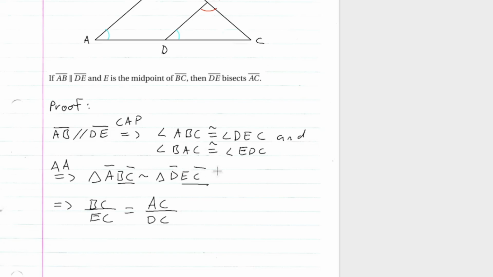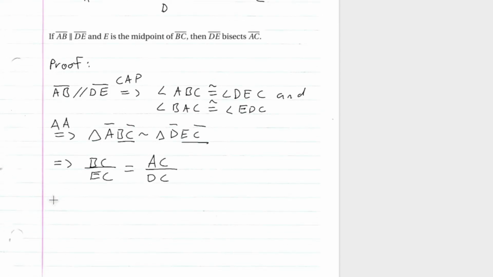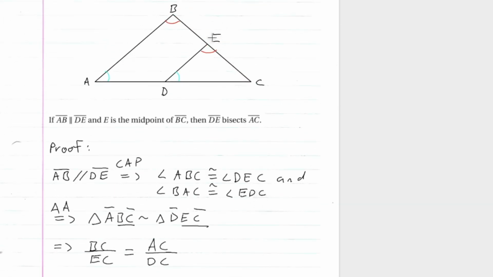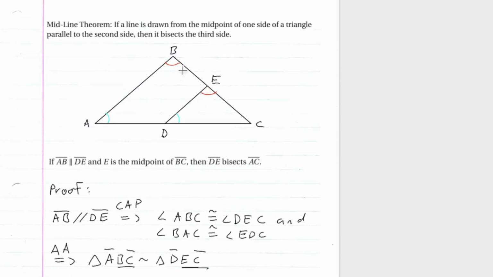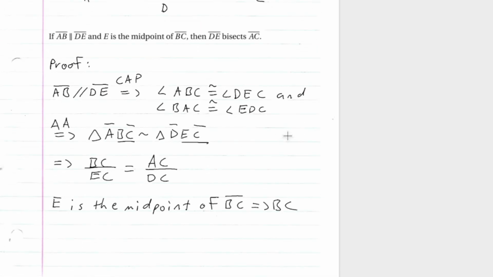And we know E is the midpoint of BC. Since E is the midpoint of BC, this implies that BC is equal to 2 ECs, because since BE is congruent to EC, that means BC is 2 ECs. So BC is equal to 2 EC.